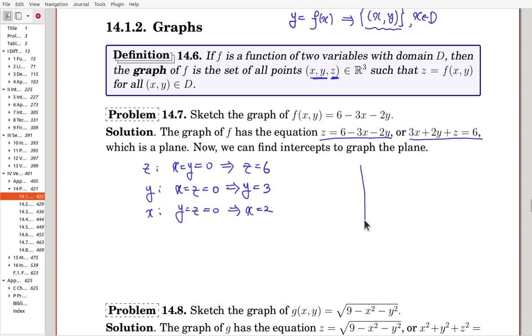So once we start with a 3D coordinate system, there is the x direction, the y direction, and this is the z direction. Then the x-intercept is 2, the y-intercept is 3, and the z-intercept is 6. If we draw a triangle connecting these 3 points, then the graph is a plane, including this triangle.